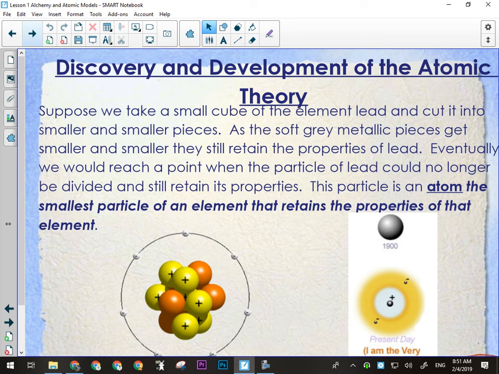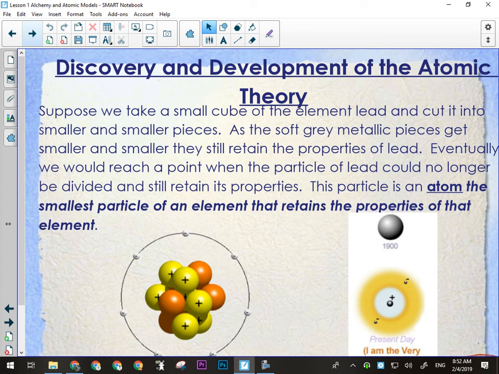Okay, if I kept cutting that chunk of lead into smaller and smaller pieces, eventually I would get down to the point where I would have single atoms. Now, obviously, I don't have anything that can cut that small, but theoretically, if I could do that, I would eventually have a table covered with all these individual atoms that are all identical. That would be the basic unit of that particular element, and they would all be the same.